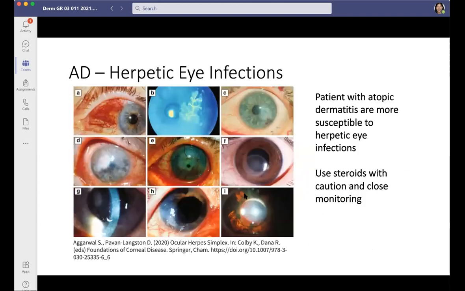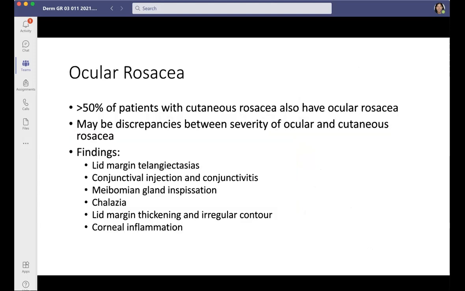These are just pictures of herpes eye infections, and the literature has shown that patients with atopic dermatitis are more susceptible to herpetic eye infections. So we do want to use steroids, particularly topical steroids, on the eye with caution. If you have a patient with eye pain or redness, we're happy to take a look and manage, especially if they have a herpetic eye infection.